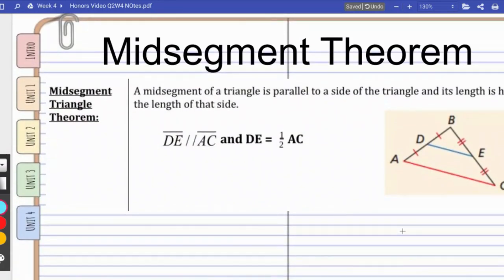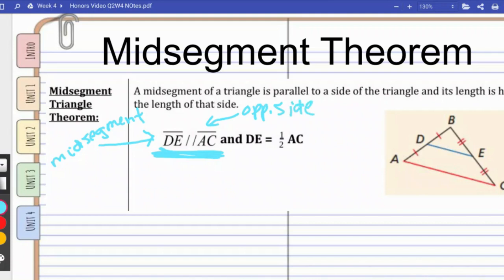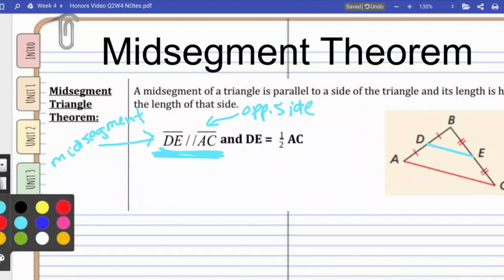Okay, what's special about the mid-segment? The first thing that's special about the mid-segment is that the mid-segment is parallel to the opposite side. So if DE is my mid-segment here, the side opposite of it is AC, and those two line segments are parallel to each other.